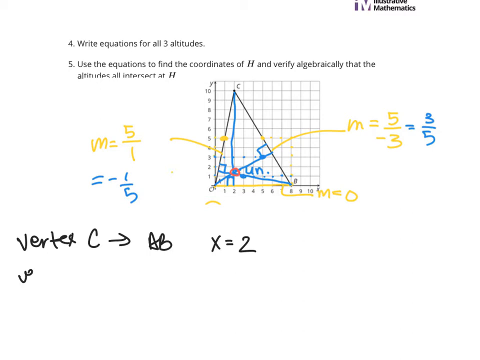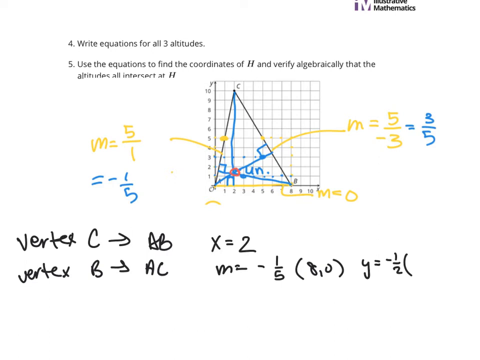How about vertex B to side AC? It looks like my slope is, what slope was that? Rise over run of 1/5. My slope was -1/5. I'm going to go through point B, which is (8, 0). My equation is going to be y minus 0 equals m times x minus 8. Okay, y was 0.